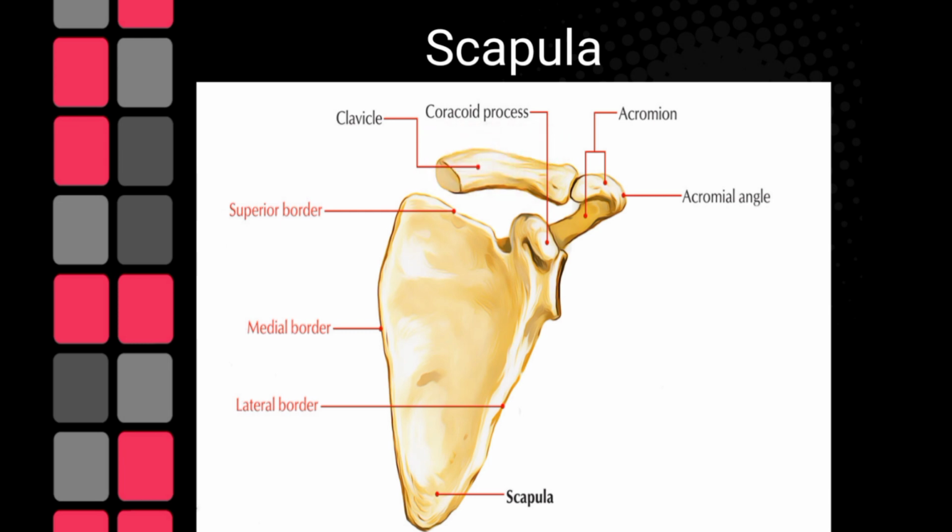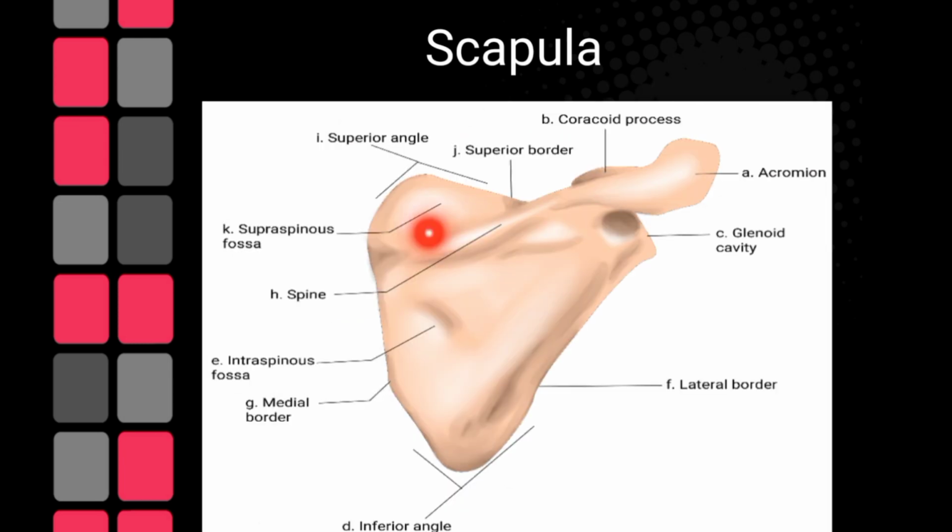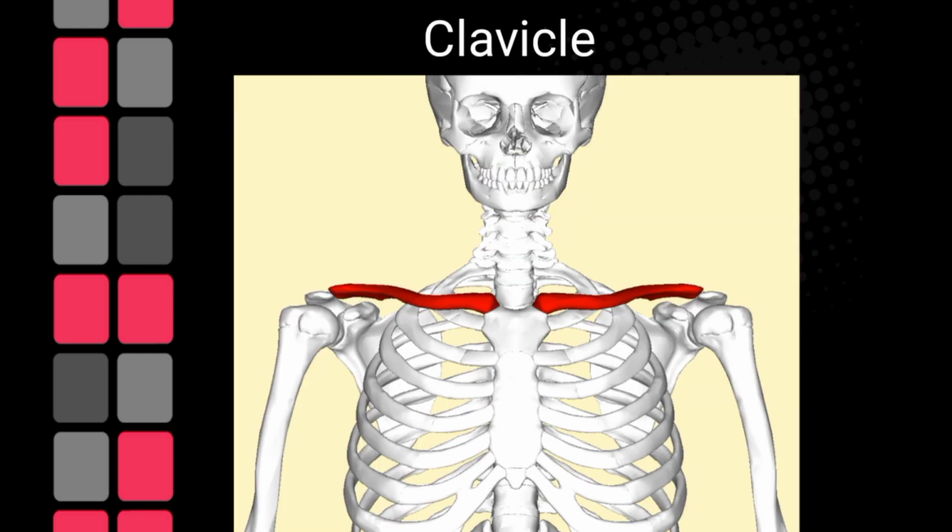Here is the clavicle. This is the spine. This is the supraspinous fossa, infraspinous fossa, and superior angle, inferior angle. This is the acromion. This is the glenoid cavity.